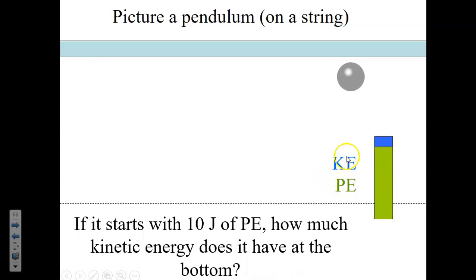So if we start off with 10 joules of potential energy at the very left side, how many joules of kinetic energy are we going to have at the bottom? We're going to have 10 joules, because all of that potential energy is going to get converted into kinetic energy.